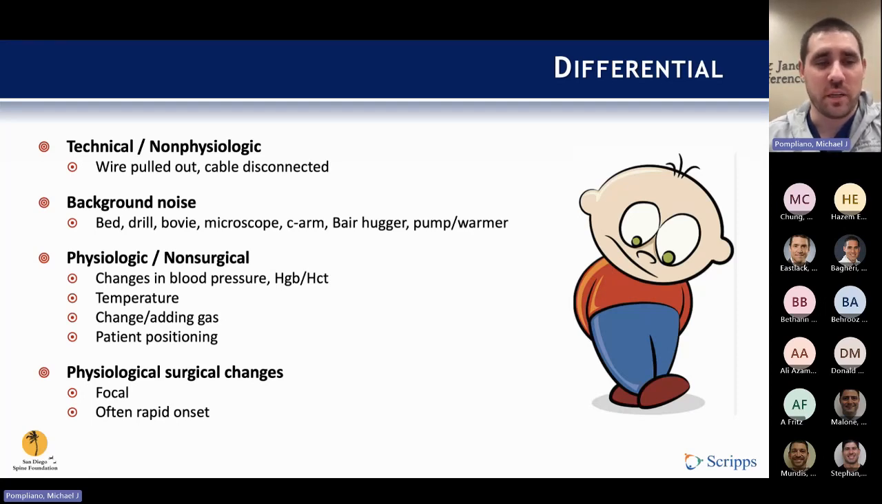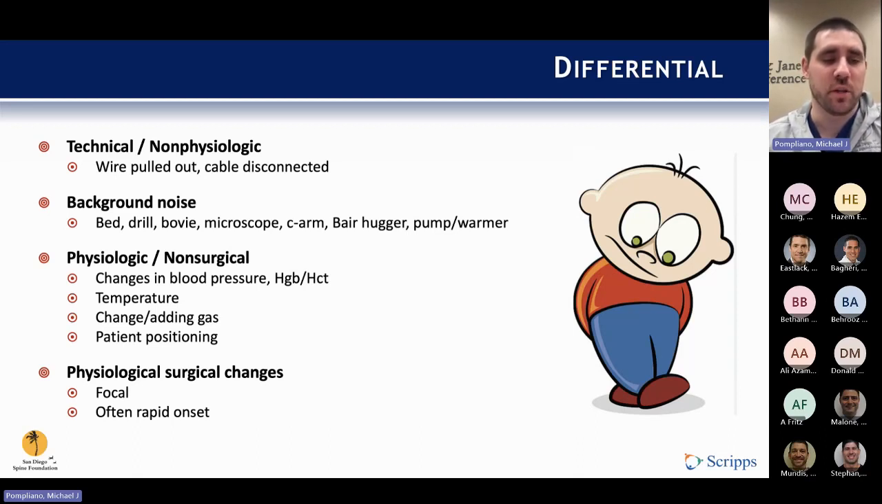So there's either a technical or a non-physiologic cause, meaning either a wire pulled out, a cable disconnected, or some problem with the actual equipment being used to monitor. It could be related to background noise, so bed position, the drill, Bovie, microscope, lots of equipment in the room that can be affecting that. I don't really talk about it here, but a Bair Hugger can significantly play into this as well. About a 1 degree change in body temperature can greatly affect the readings that are obtained. That would be one of the physiologic factors, still unrelated to surgery.